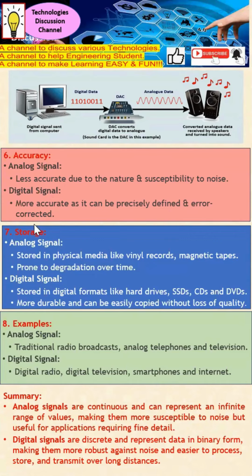As for storage, for analog, you are very prone to degradation over time. For digital signals, they are more durable and you can easily copy them without any loss of quality. Some very simple forms of analog signal are traditional radio broadcast, analog telephone, and television. As for digital signals, it's all the smart devices that we currently use.